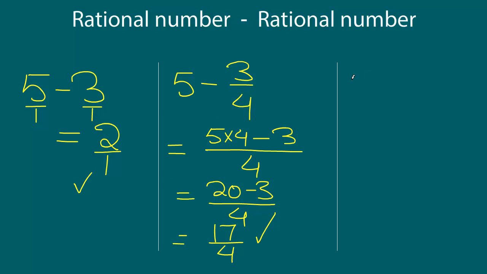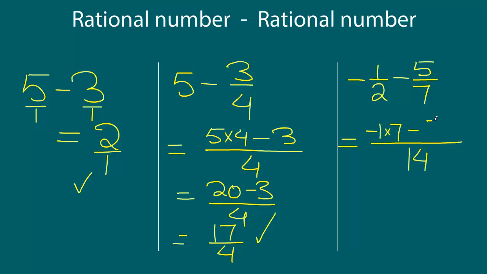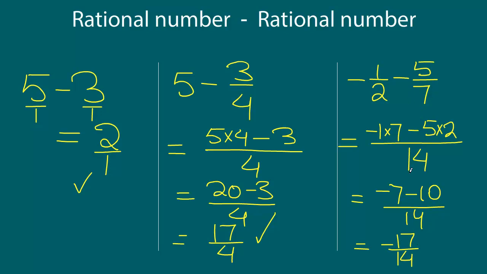How about this time let's do something like this, maybe minus 1 over 2 minus say 5 over maybe 7. Now here we have taken two rational numbers, and we have taken both of them in the fraction form. The LCM here will be 14 and this will be minus 1 times 7, and here we have minus 5 times 2. Or we will have minus 7 minus 10 divided by 14, or minus 17 divided by 14. So here we are seeing that we again get a rational number.